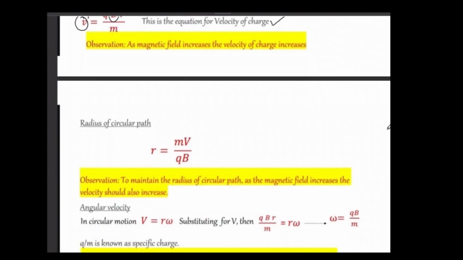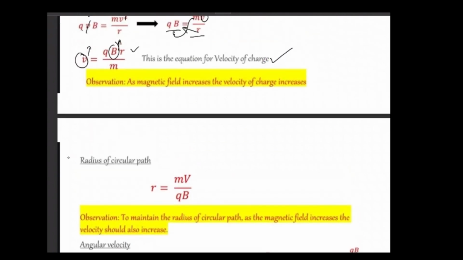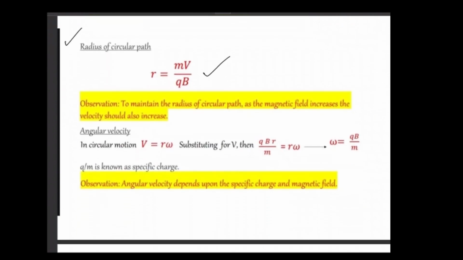Now we are going to find the equation for the radius, since it is moving in a circular path that has a radius. Rearranging from here, you will get r = mv/qB. r = mv/qB. And you can see that when the magnetic field increases, what happens to the radius? For the radius of the circular path to remain constant, when the magnetic field increases, the velocity also increases to maintain the value of the radius of the circular path.